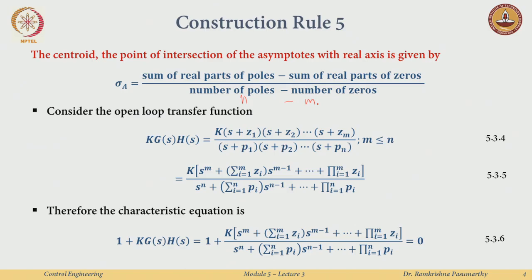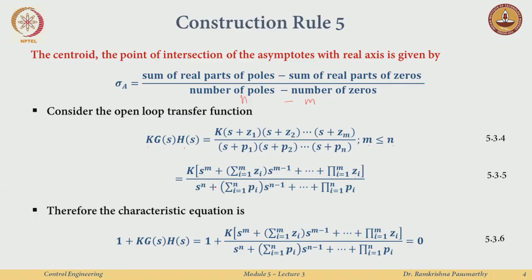So what was the open loop transfer function? That is k times g times h, right. What I had was a set of zeros in the numerator, a set of poles in the denominator, with m being less than or equal to n. Now I just do some high school algebra to write the numerator as decreasing powers of s, s power m minus 1 with the coefficient being the sum of all these terms, until I reach s power 0, which will just be the product of all these terms.